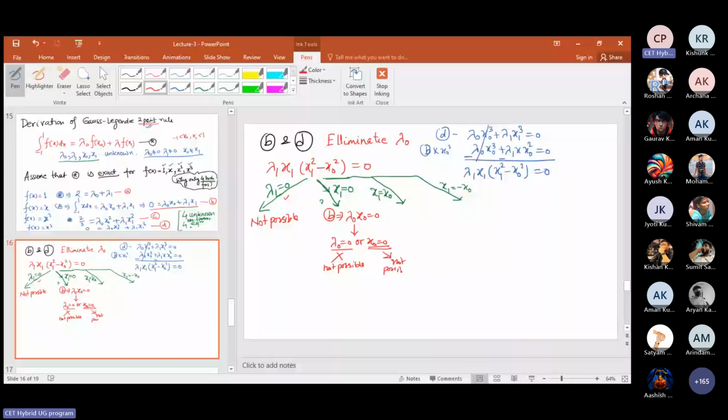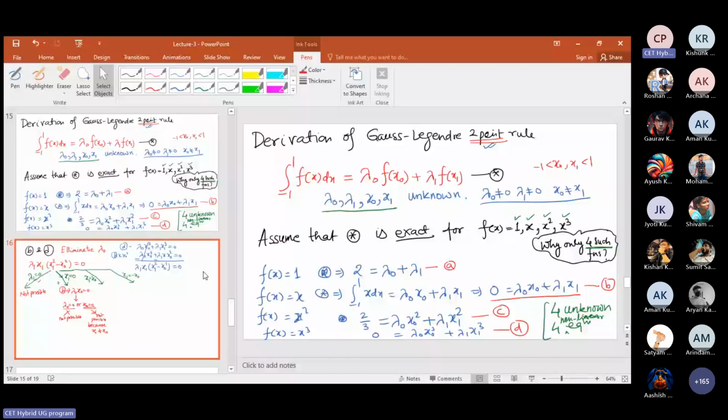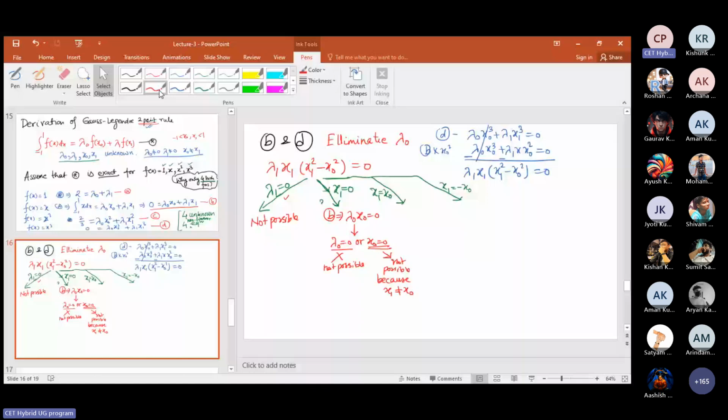Why this is not possible? Because in that case both x1 and x2 is equals to 0. Not possible because x1 not equals to x0. ये आपने पहले से assume करके ये भी चला हुआ है कि x1 और x0 बराबर नहीं है. अगर ये x0 0 हो गया तो x1 और x0 वो हो जाएगा. So that means ये दोनों चीजें भी आपकी not possible की कैटेगरी में पहुंच गई.